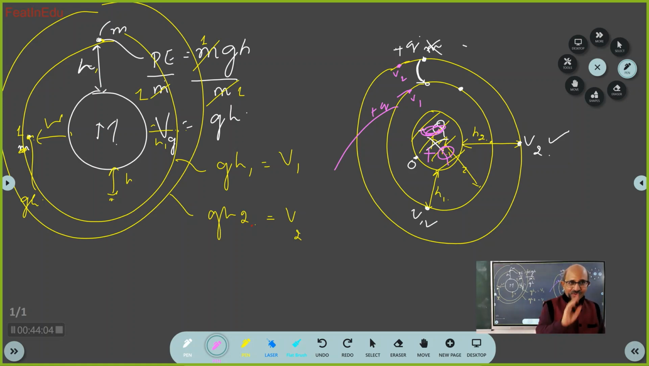I'll give you a formula. From that, you will understand why it is at a higher potential. Clear? Now, did you understand? Now, what is the difference between these two potentials?